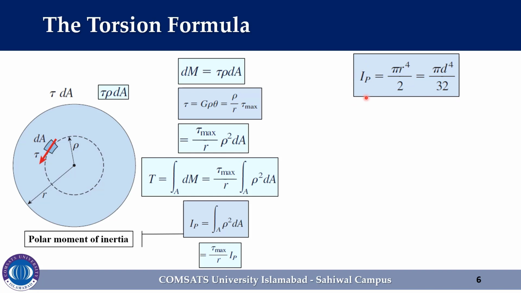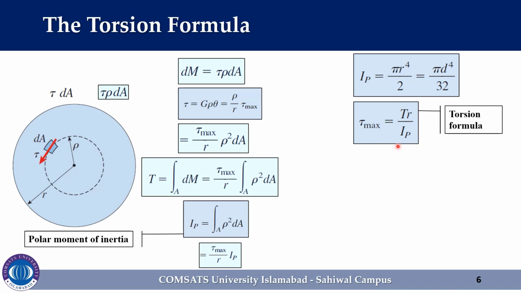An expression for the maximum shear stress can be obtained by rearranging the torsion equation, that is T is equal to tau max over r times Ip. After rearranging for maximum shear stress tau max, the equation becomes Tr over Ip. This equation is known as the torsion formula, and it shows that the maximum shear stress is proportional to the applied torque T and inversely proportional to the polar moment of inertia Ip.